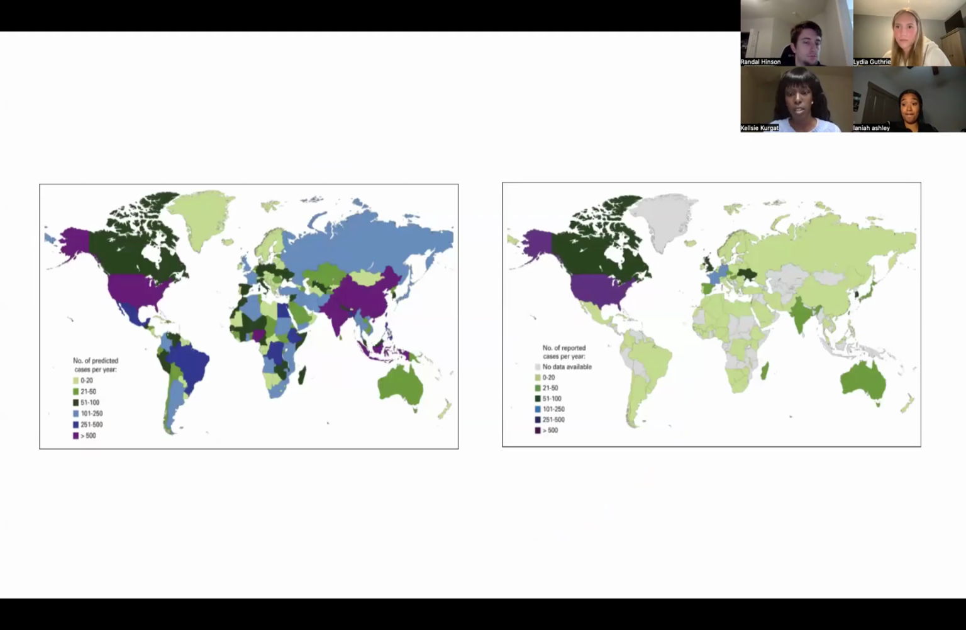So if you look at these two maps, you can see that the predicted cases and the reported cases are drastically different. And that's because, as from the last slide, higher income regions are able to diagnose this disease more than the lower income regions.